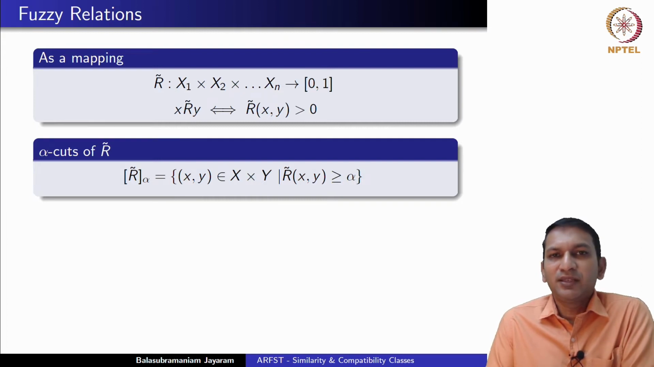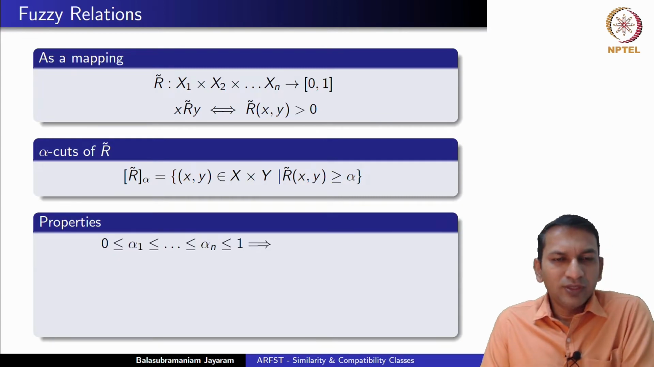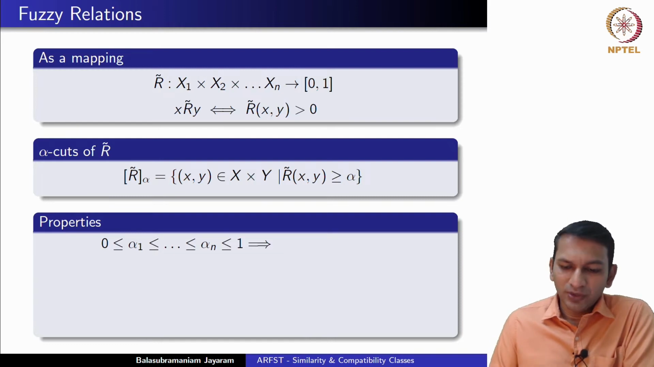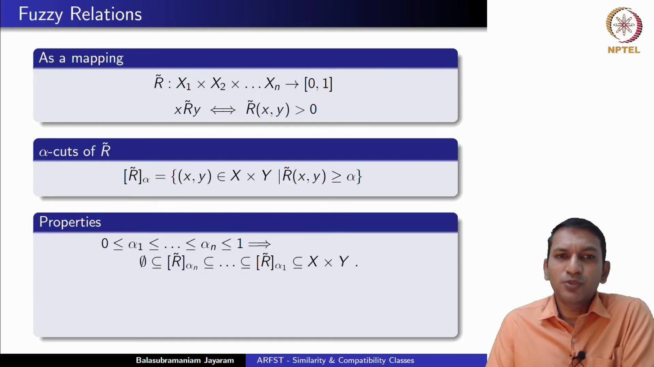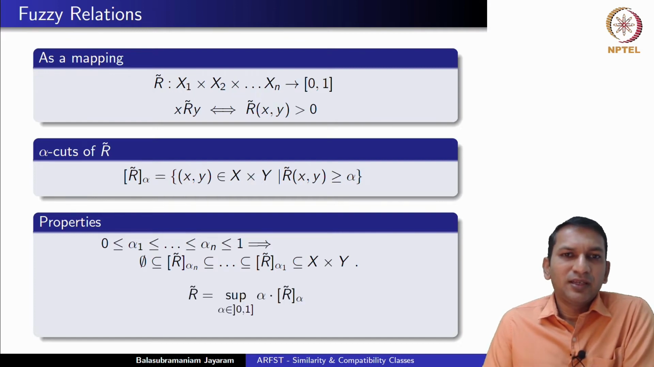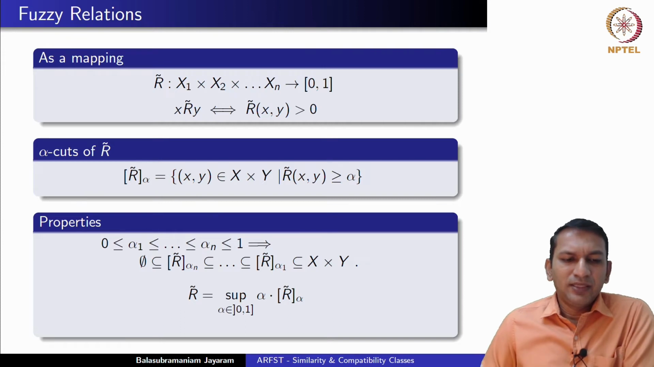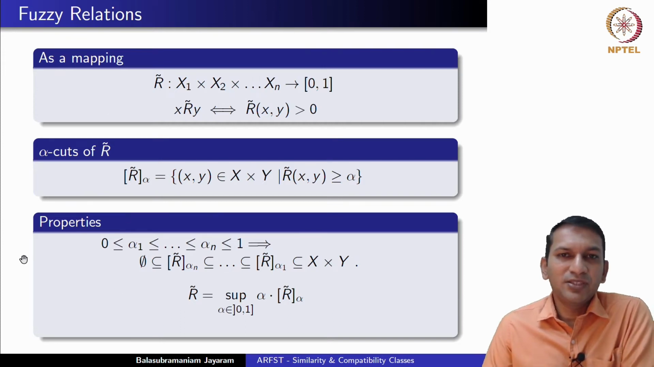In the case of a binary relation, what we pick are actually ordered pairs from X cross Y. We also know that as you keep increasing alpha, the alpha cuts become smaller and smaller, and that the fuzzy relation itself can be resolved or composed using the corresponding alpha cuts. These are concepts that will play a major role in this lecture.